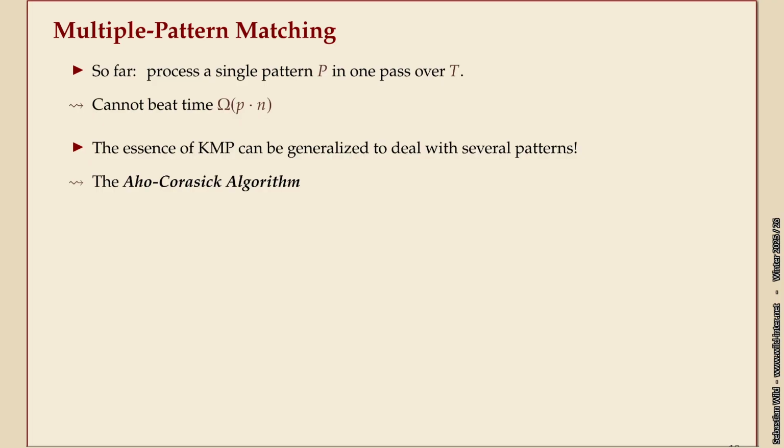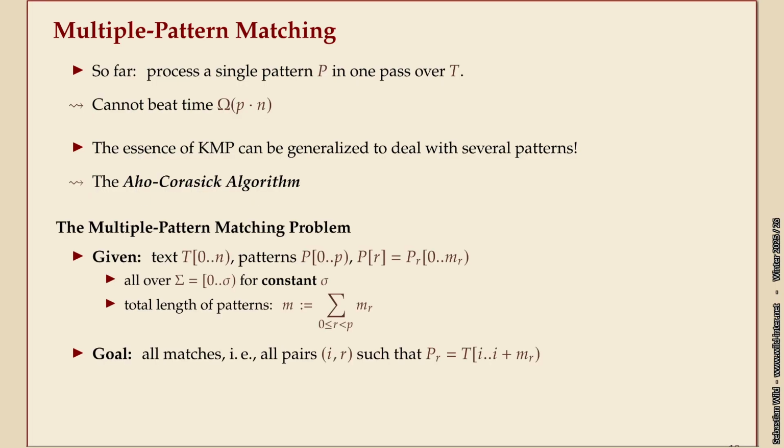Now, much of what KMP does, in particular this clever use of failure links to keep reading one character at a time, can be generalized if we're looking for several patterns in one go. So what we'll do next is build an automaton that contains several patterns and does the same kind of job as KMP. Read one character of the text at a time and tell me what matches are seen so far. That's what Aho and Corasick developed.